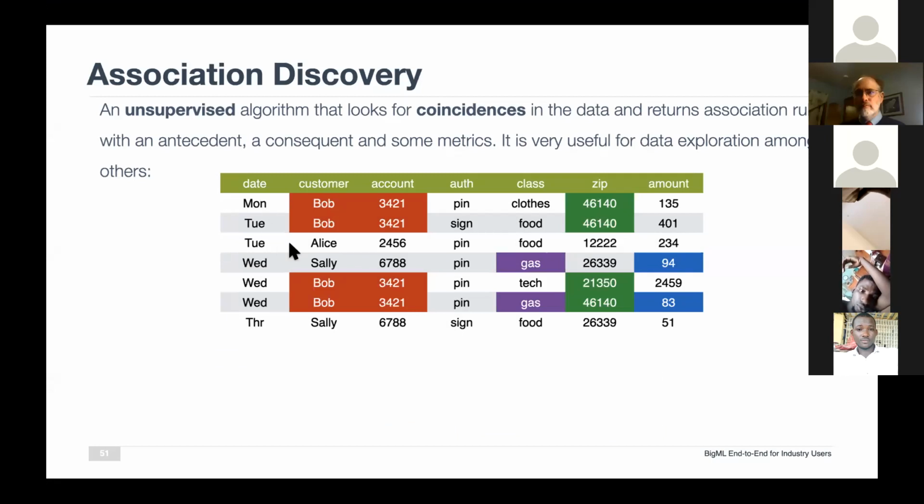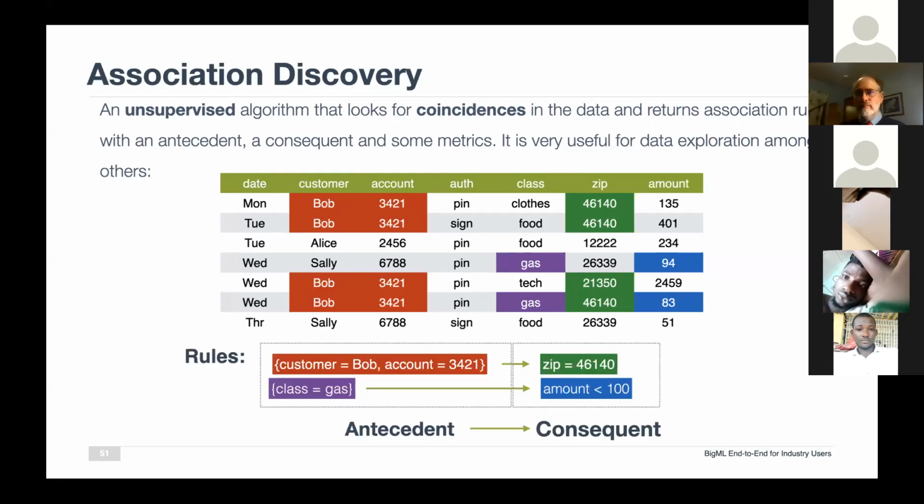If I look into my data here, I can see, for example, that when Bob and this account happen, more often the zip is that, and when the class is gas, the amount is maybe under 100. These rules are found by the algorithm, and they have an antecedent and a consequent. So when this happens, then this other thing happens, and then there will be some metrics. We'll see it in a bit.